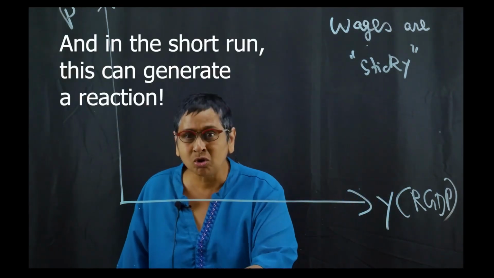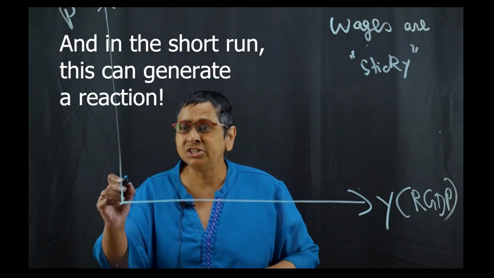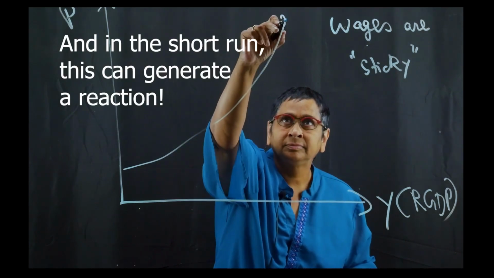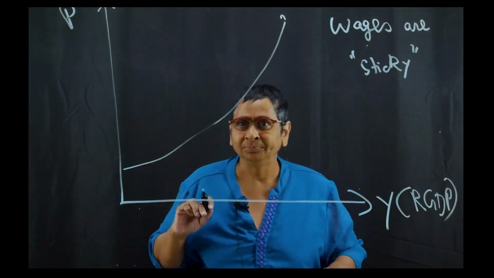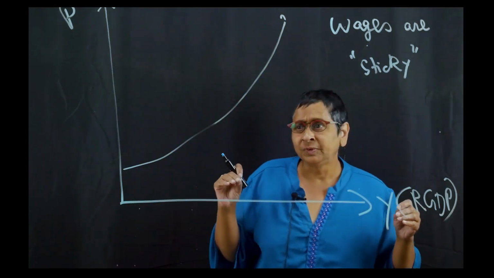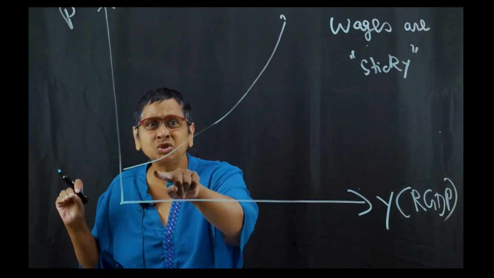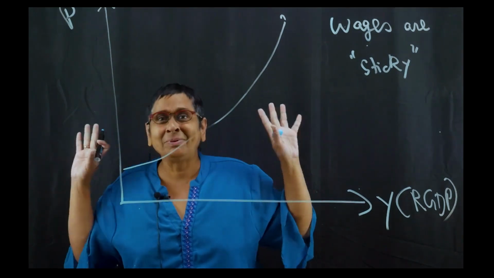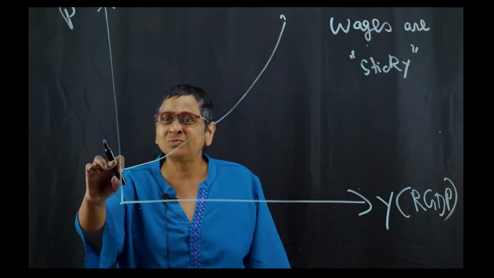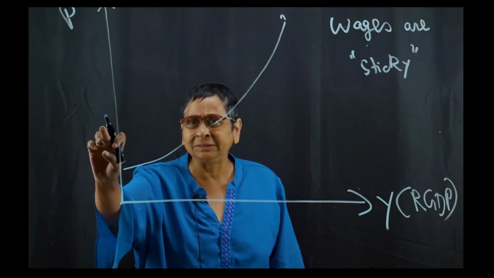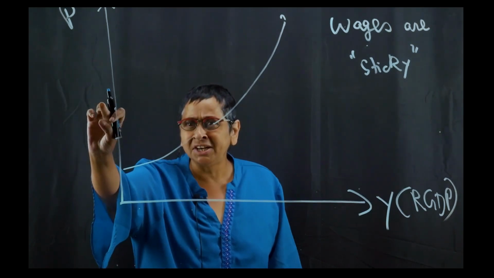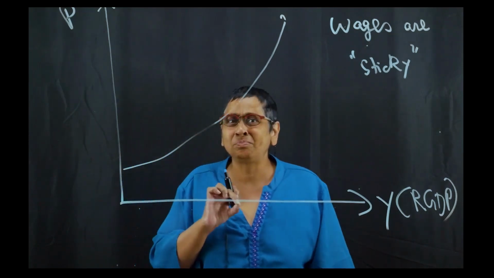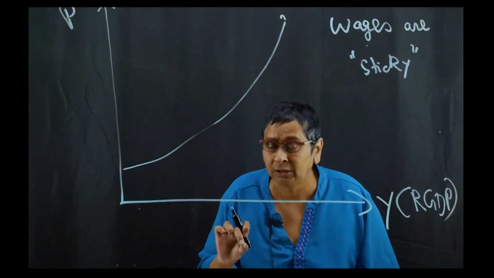And in the short run, this can generate a reaction. So sticky wages, first and foremost, means that in the short run, the reason this aggregate output response supply curve goes up is that when prices go up, wages lag, which means there is a profitability wedge, and that starts creating a supply response of total output.